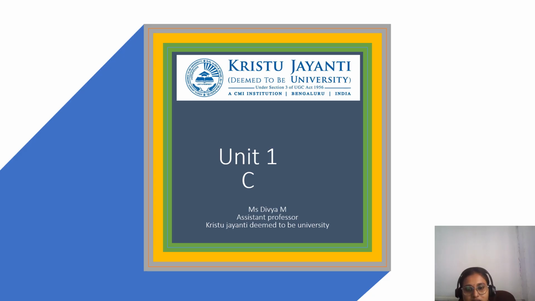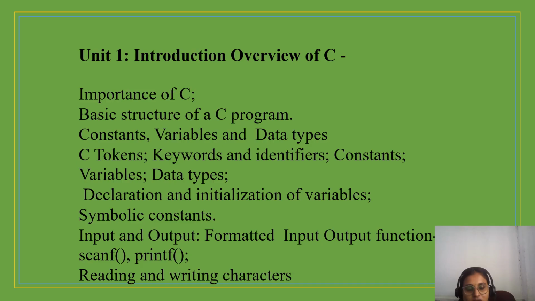Today we can discuss Unit 1 of C programming. In this unit, we are going to learn about the importance of C, the basic structure of a C program, constants, variables, and data types, C tokens, keywords, and identifiers, declaration and initialization of variables, symbolic constants, input and output, formatted input output functions scanf and printf, and reading and writing characters. In each video we can learn each topic. So we can continue with C programming.